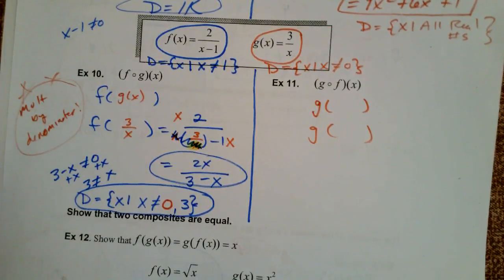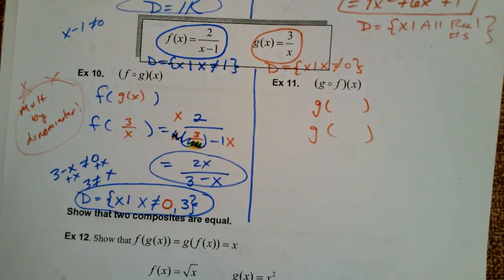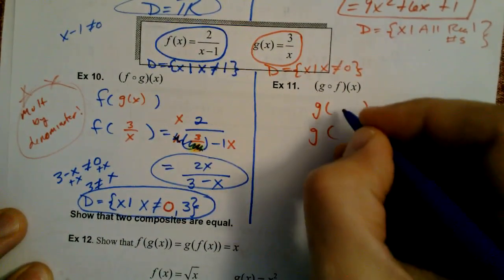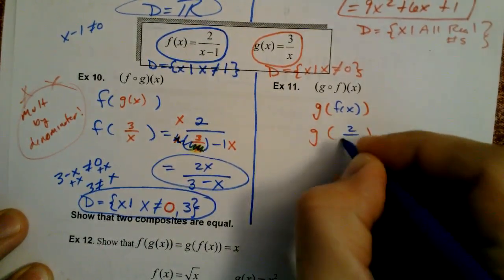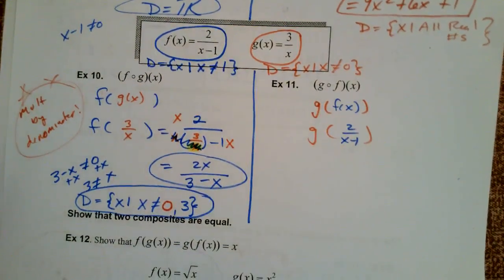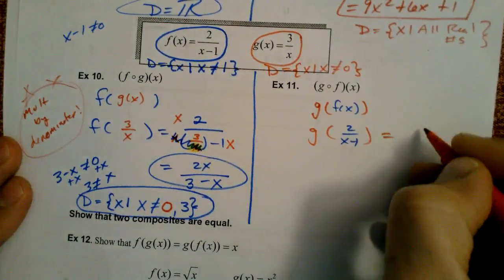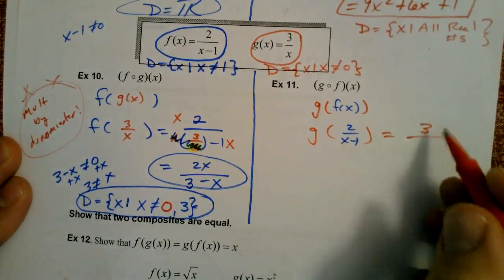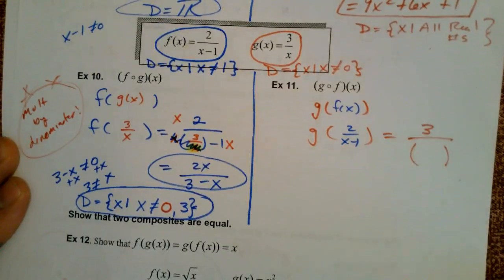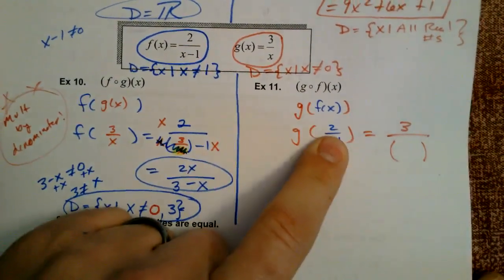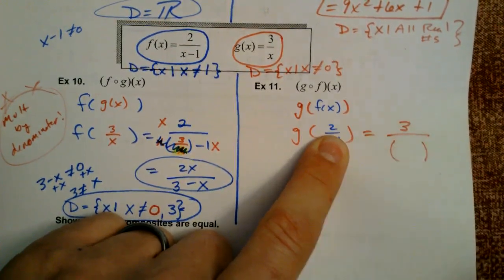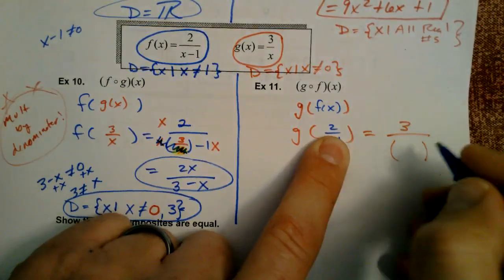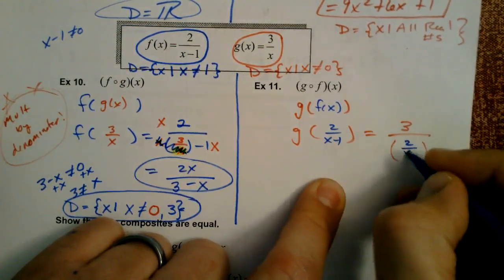All right, let's do 11. We're almost done here, gang. Let's get her up. So when I take a look at number 11, I've got g of f of x. F of x goes in here. F of x is 2 over x minus 1. Okay, so the g function says I take 3 and I divide by my input. So if it was g of 2, I would plug in 2 right here. I'd get 3 halves, right? But it's not g of 2, it's g of 2 over x minus 1.